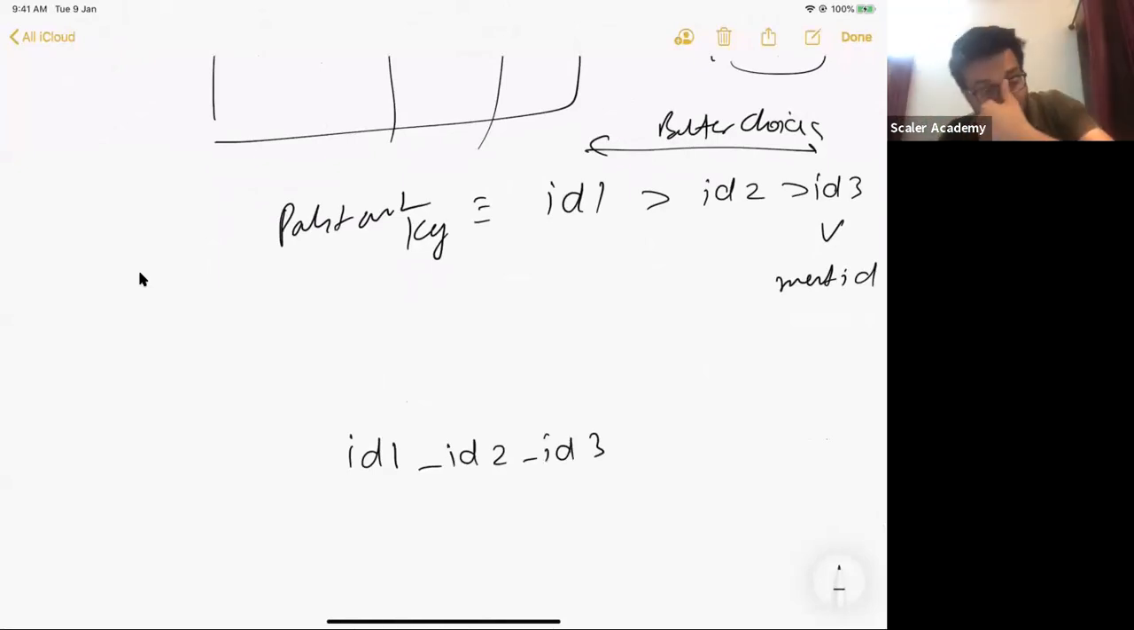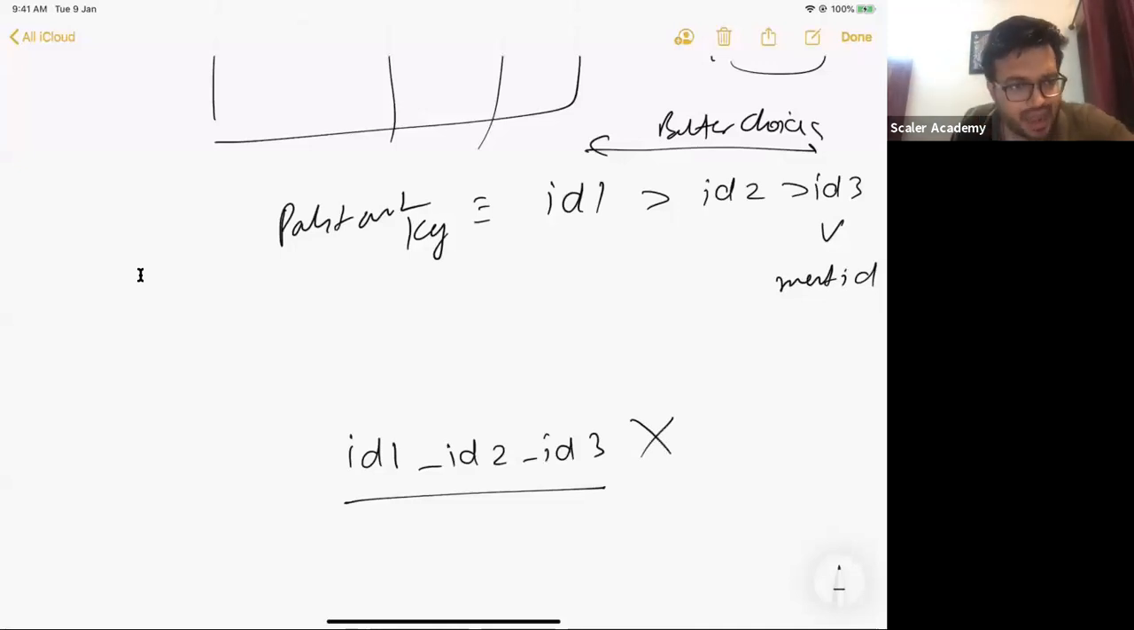Maybe, maybe not. Think about it. The answer to it is no. It's not going to be a better choice. The point is, did you realize what I did here? I just concatenated three IDs. Does that make sense? Folks, does it make sense?